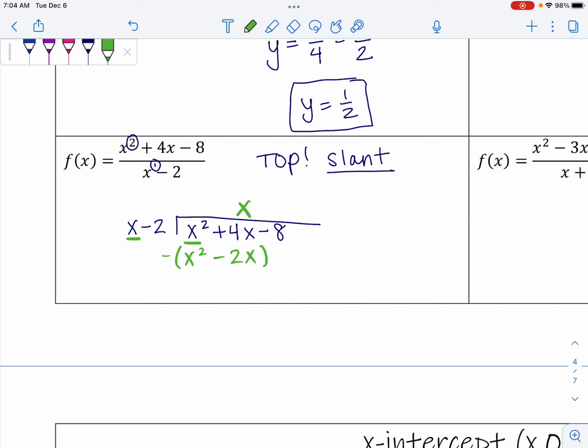Put it in parentheses so I remember to subtract. I'm going to distribute that subtraction. X squared minus x squared is 0. 4x plus 2x is 6x. All right, again, how do I get x to become 6x? I multiply by positive 6. And we're done. You don't have to go any further. Y equals x plus 6 is where my slant asymptote is.